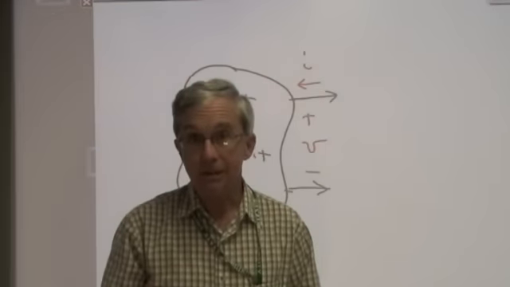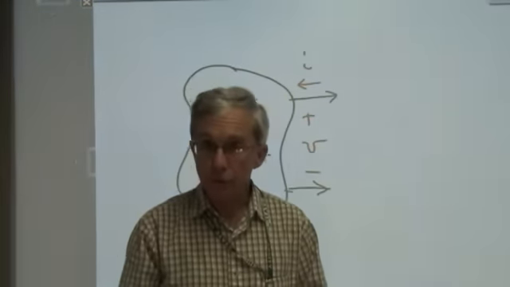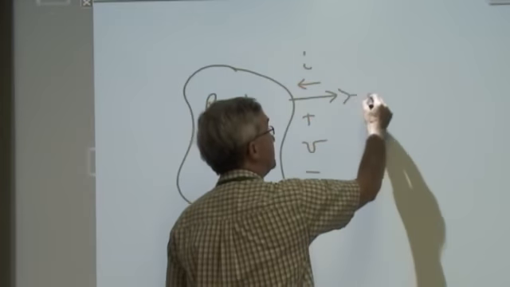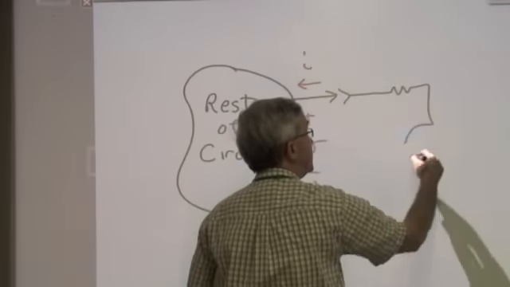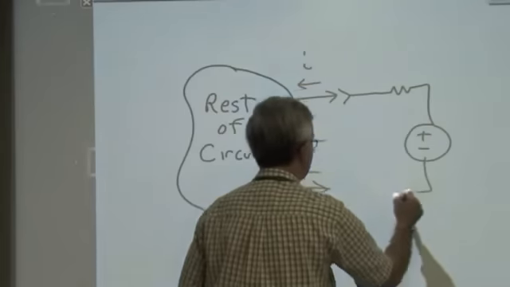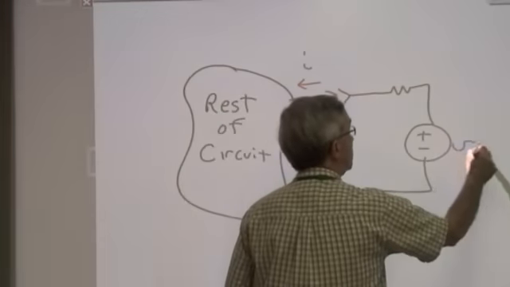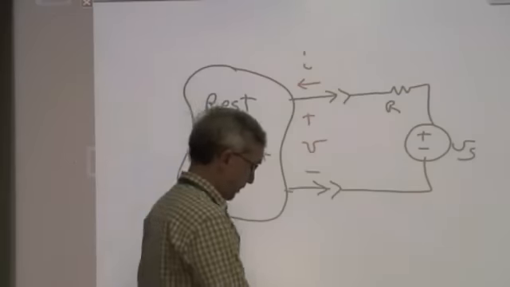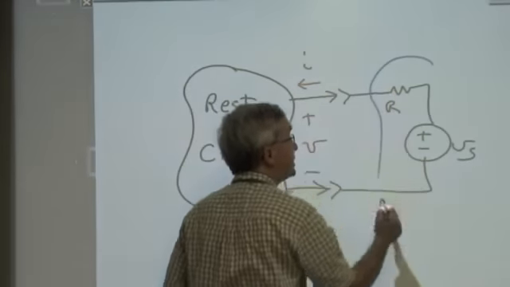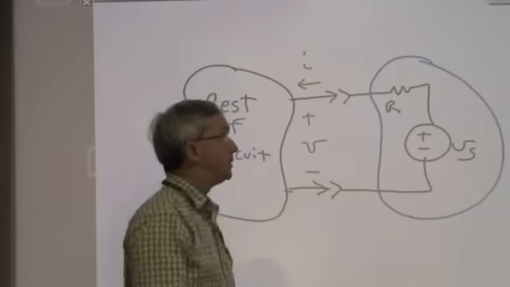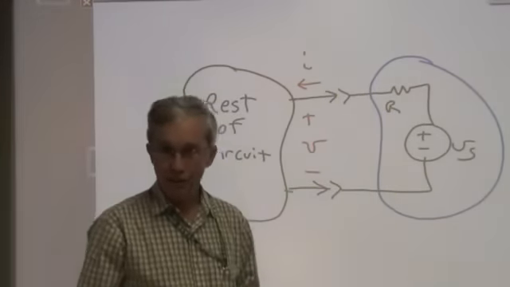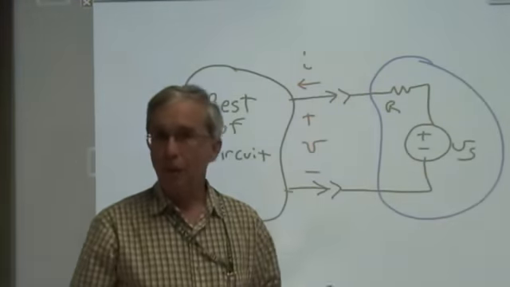And now let's consider something more subtle, the idea of source transformations. If connected to the rest of this circuit is a voltage source in series with a resistor, we may show, and we will show here, that from the rest of the circuit's perspective, we can replace this voltage source in series with a resistor by a current source in parallel with the resistor. So how does that come about?